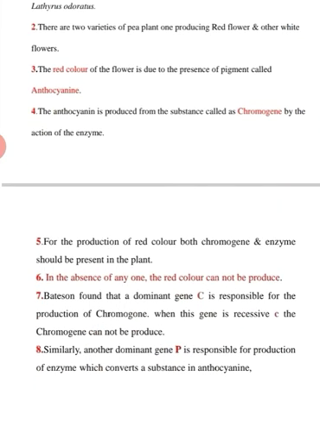For the production of the red color, both chromogene and enzyme should be present in the plant. In the absence of either one, the red color cannot be produced. That means the red color is due to the pigment anthocyanin, and for this anthocyanin pigment the substance chromogene is required, and for the chromogene the enzyme is required. If both the substance and the enzyme are present in the plant, then and only then are red colored flowers produced.